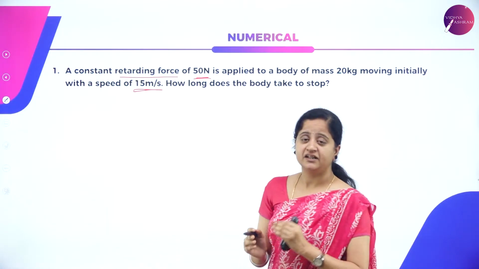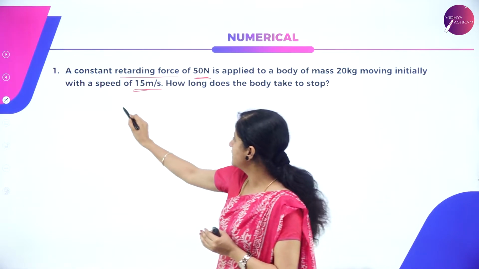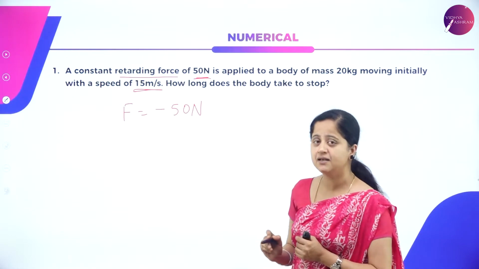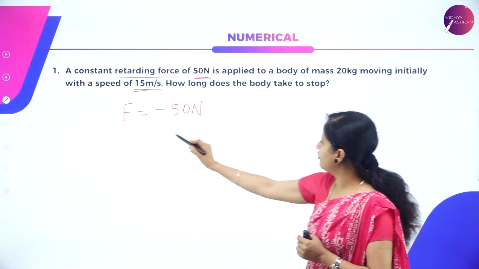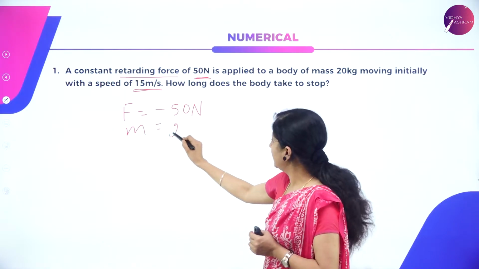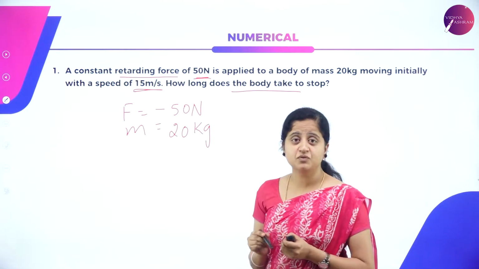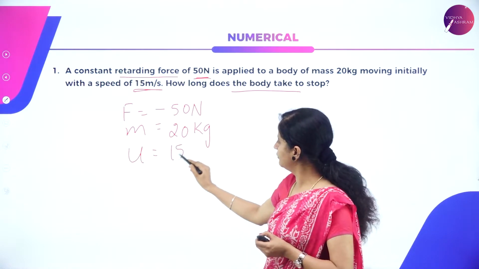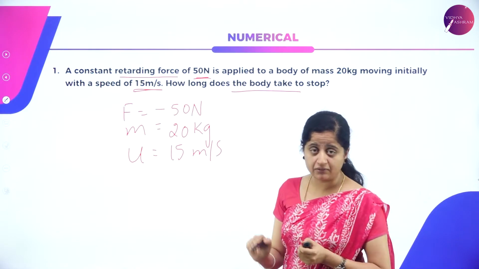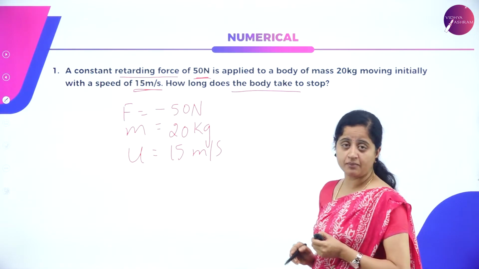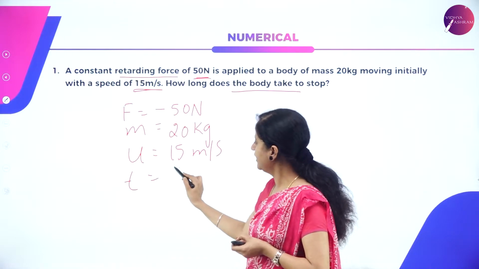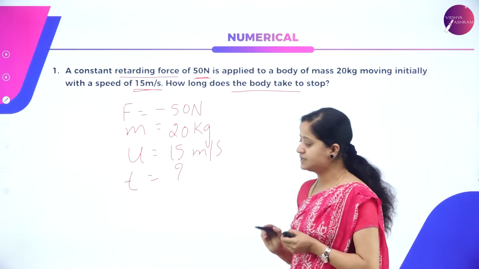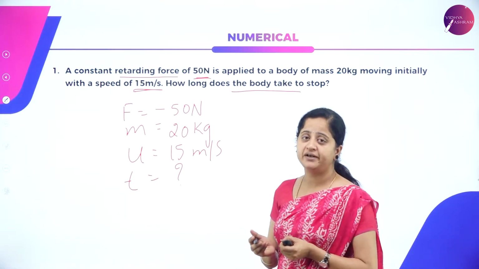Here the question gives a constant retarding force, that is F is equal to minus 50 Newton. It is a retarding force and hence with the sign minus 50 is applied to a body of mass 20 kg. The body is moving with the velocity 15 meter per second, that is u is equal to 15 meter per second. We have to calculate how long the body takes to stop, which means the time taken by the body to stop its motion. The retarding force, mass and the velocity are given, and we have to find out the time.